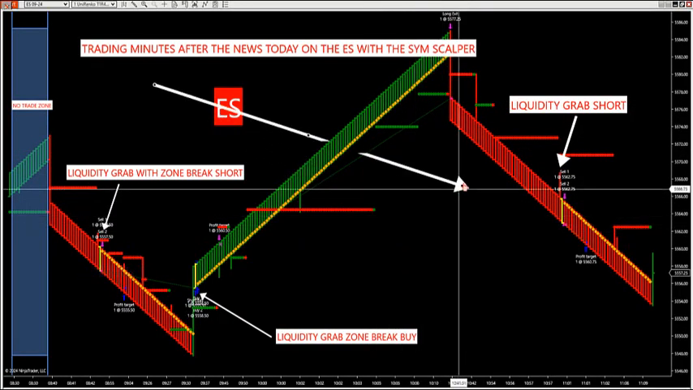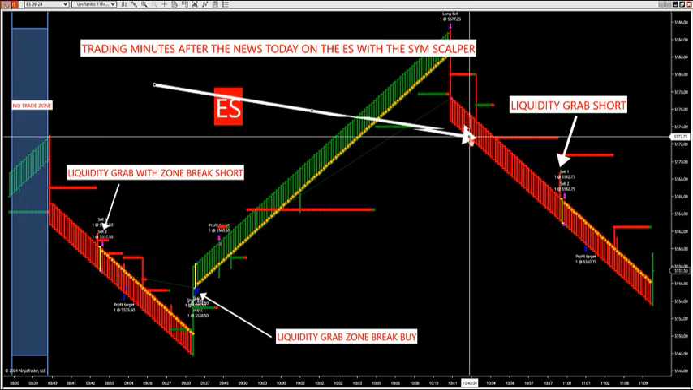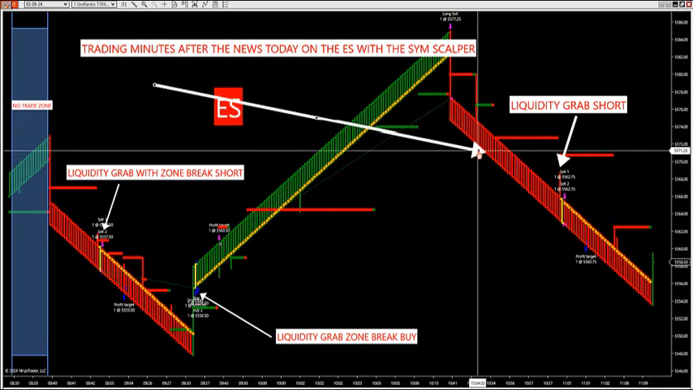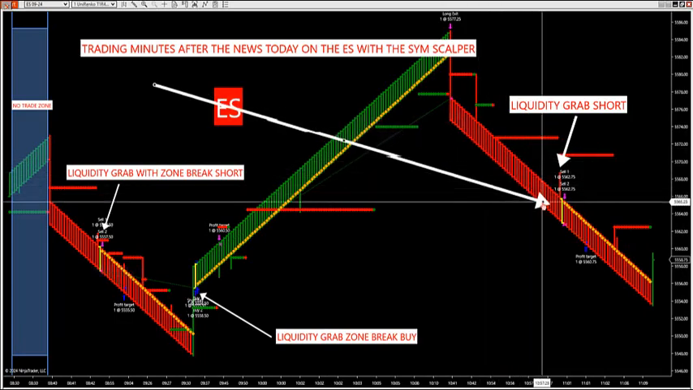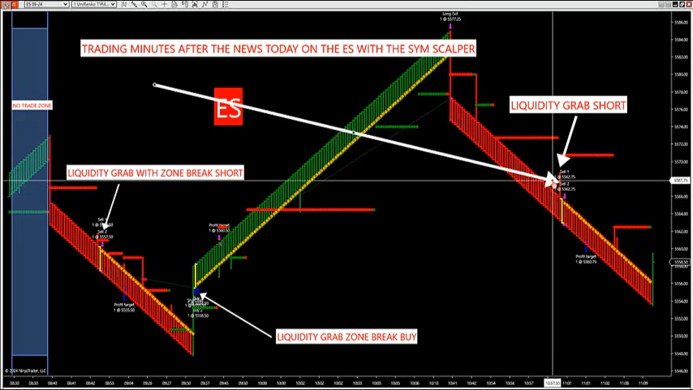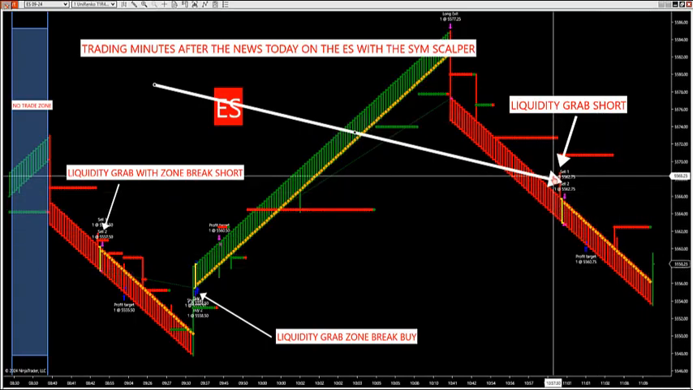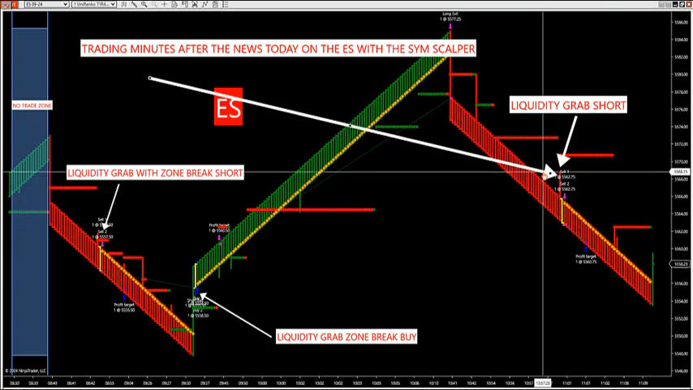So then we start moving down. We had a liquidity grab short. This is where you go short if you had a V top on the 120, which I show you how to do. Then we start moving down. Then we get the big liquidity grab. This just happened right before this video. You can see it ticking live right now. Big liquidity grab. They take the counters out of the market right there at 68.75.